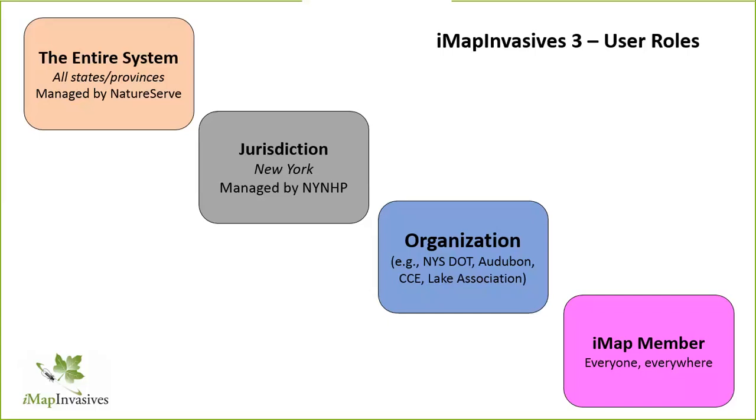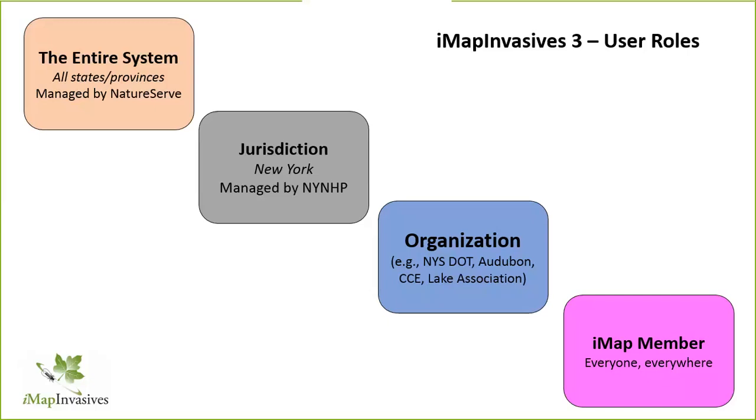We use iMapInvasives to manage our state data, and there's a number of other states that also do this. And so we have a lot of additional features within iMapInvasives that we wouldn't otherwise have if our state wasn't officially joined on within the partnership. So the New York Natural Heritage Program does manage the New York jurisdiction.